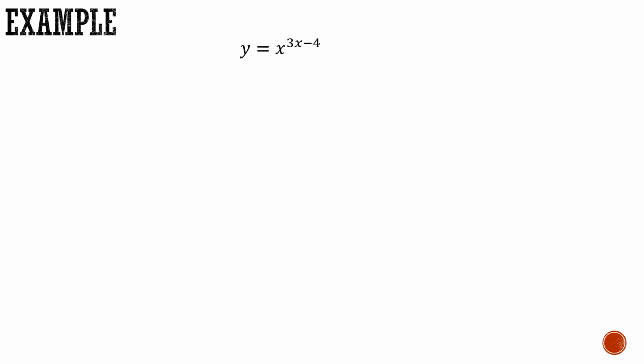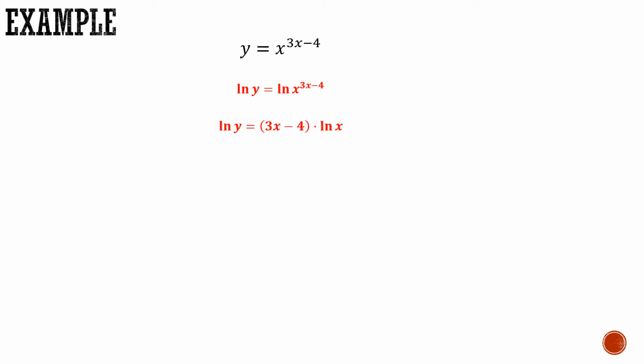Now my step 1, I'm going to take the ln of both sides. Step 2, I'm going to use my properties of ln, which is simply just to drop my exponent down in this case. So I have 3x minus 4 times ln x on the right side. Alright, now that I used my properties of logs and that x is no longer in the exponent, I'm going to simply take the derivative of each side.